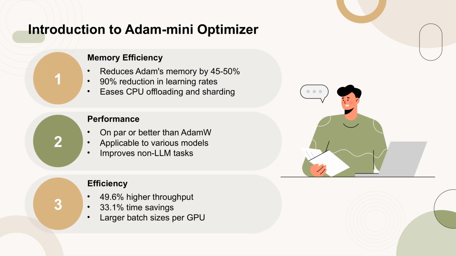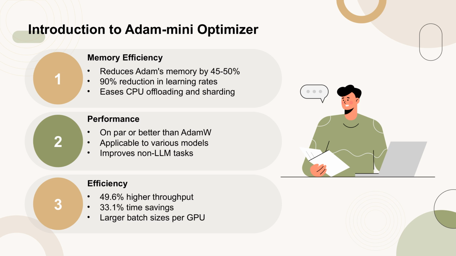The introduction of AdamW, a new optimizer, addresses the memory inefficiency of Adam. AdamW significantly reduces the memory footprint by cutting down the number of learning rates by 90%, resulting in a 45 to 50% reduction in memory usage compared to Adam. This reduction not only eases the burden of CPU offloading and sharding but also allows for larger batch sizes per GPU. Despite these memory savings, AdamW performs on par or even better than AdamW across various language models and tasks, including pre-training, supervised fine-tuning, and reinforcement learning from human feedback.